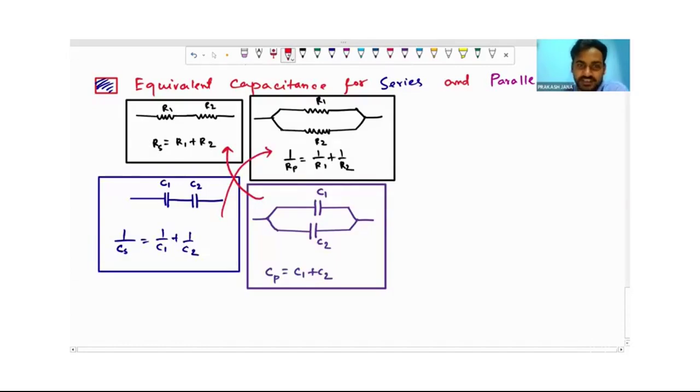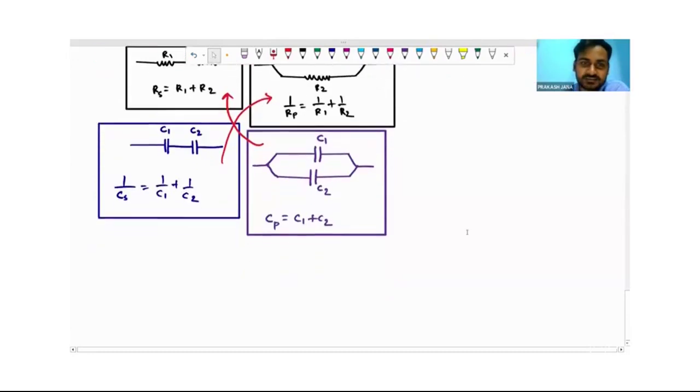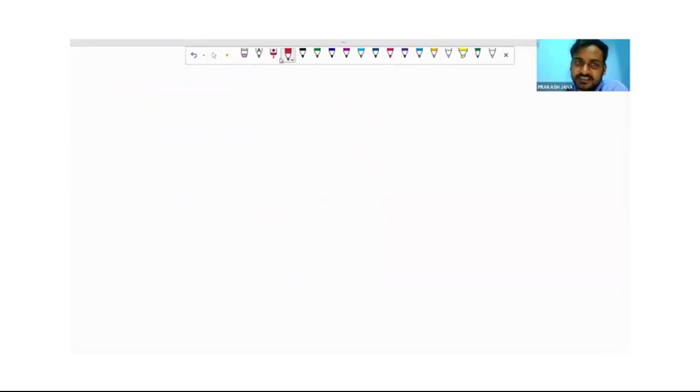Now we will move on to the direct applications of these series and parallel combinations. That is, we will discuss a mixture combination and find the equivalent capacitance. Okay, so our heading will be mixture of series and parallel combination. We will give only one example.